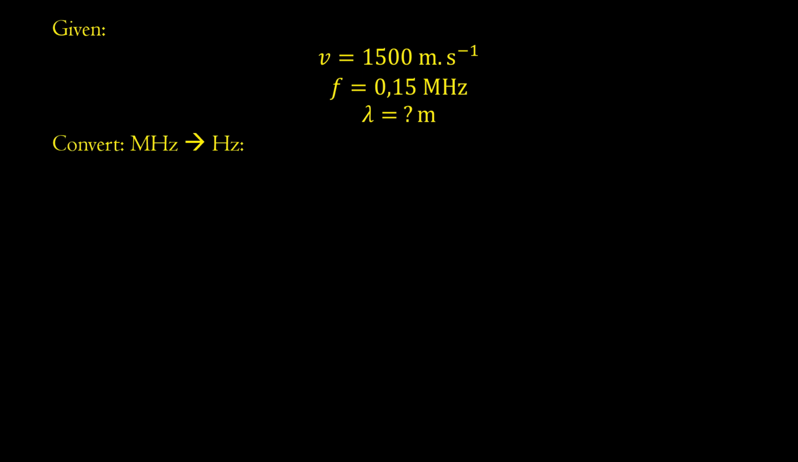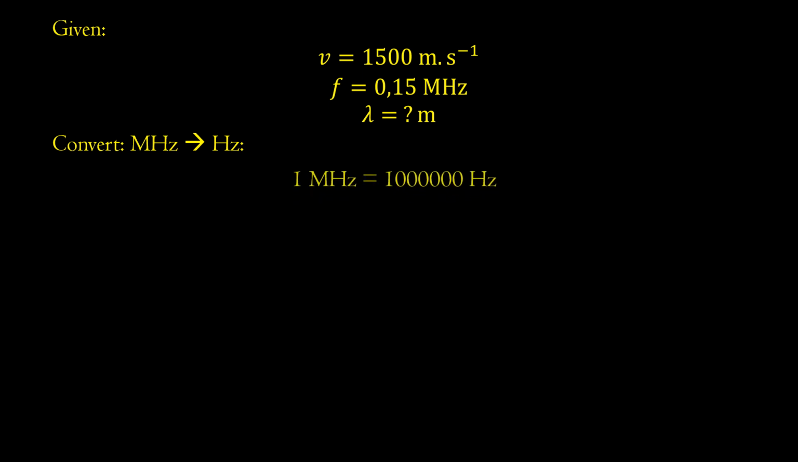We are given the speed of the sound wave as 1500 meters per second and the frequency as 0.15 megahertz. And we have to calculate the wavelength, and that wavelength must be calculated in meters. So the SI unit for wavelength, lambda, is meters. What do we need to do? This means that we first need to convert the frequency f from megahertz to hertz.